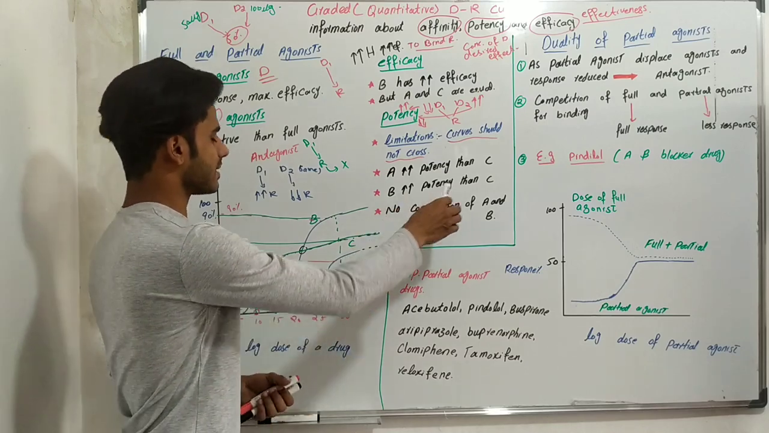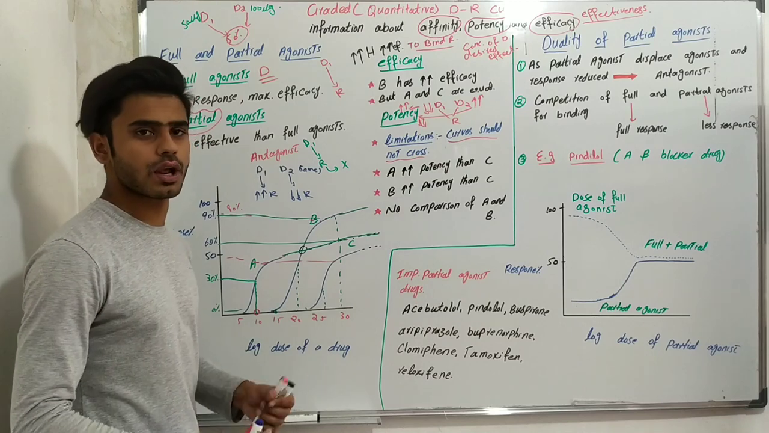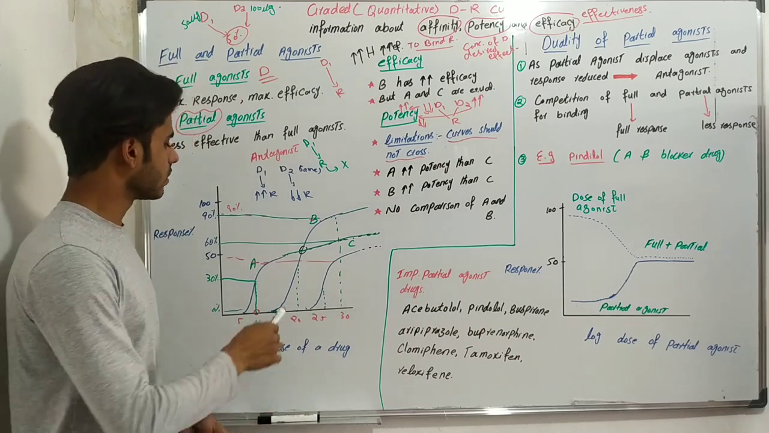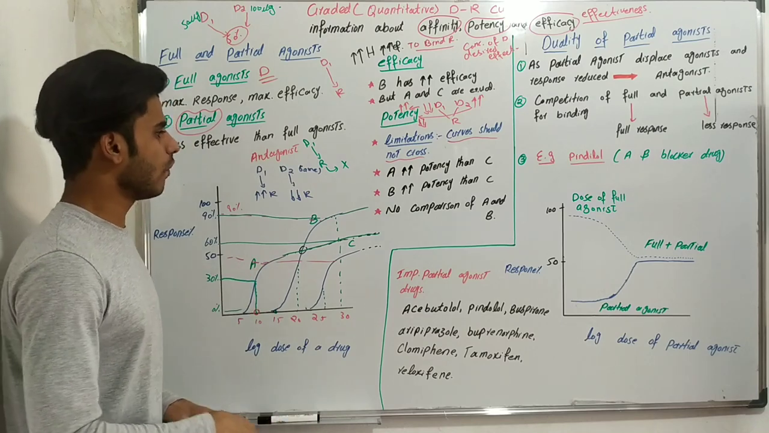Now we'll check B and C. First check the limitation: are they crossing each other? No, they are not crossing each other. So the curve B is closer to the y-axis. Therefore, B has the greater potency.